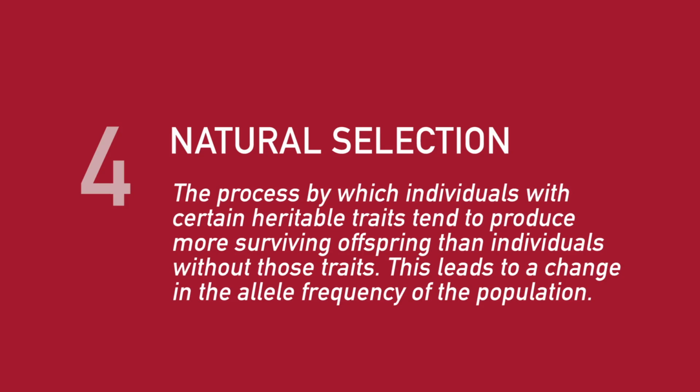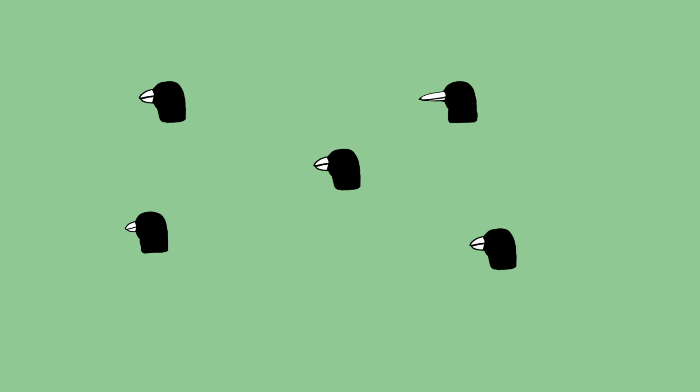The fourth and final mechanism is natural selection. This is the process by which individuals with certain heritable traits tend to produce more surviving offspring than individuals without those traits. This leads to a change in the allele frequency of the population. On the island, the finches find seeds that are different from what they ate on the mainland. Imagine that, on average, the seeds are larger and harder to break open. This gives the birds with the largest beaks an advantage, while many birds with smaller beaks will die out.